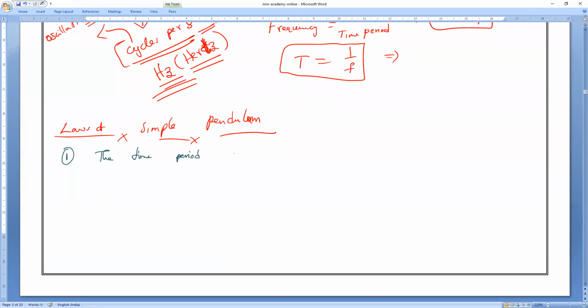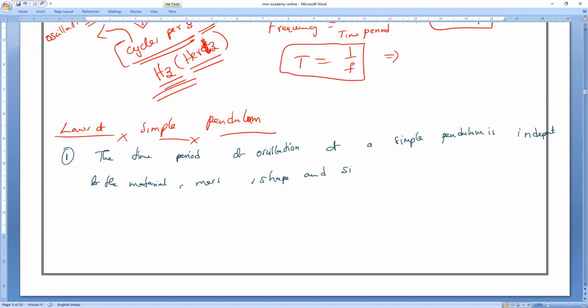the time period of oscillation of a simple pendulum is independent of the material, mass, shape and size of the bob.